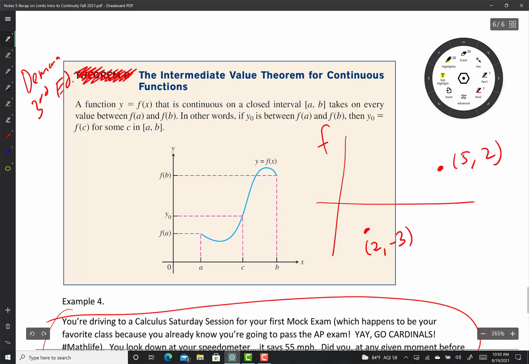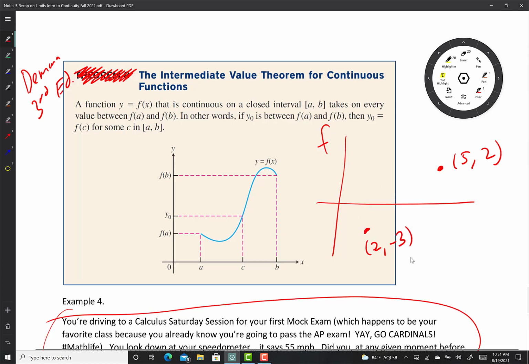If I tell you that f of x is continuous, did I cross the x-axis? Yes, for sure. How many times? You do not know. It could have done it once. It could have done it many times. We don't know how many times it crossed, but we know for a fact we crossed at least once. That's all it means.